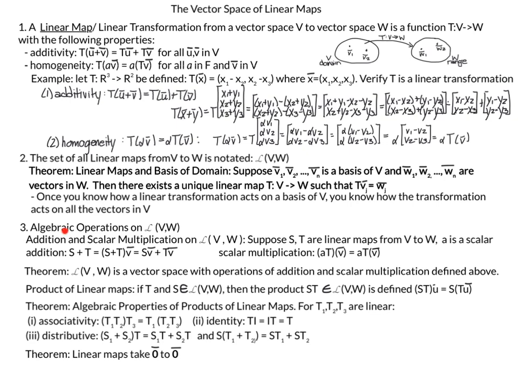And finally, we talked about algebraic operations on our space of all linear maps. We defined addition and scalar multiplication on these linear maps. And then with those operations of addition and scalar multiplication, we said that the set of all linear maps from V to W is a vector space. So this is important. All linear maps from V to W is a vector space. We talked about products of linear maps, which looks a lot like function composition. And then we talked about the algebraic properties of linear maps. And then finally, we said for a linear map, it'll always map the zero vector to the zero vector.